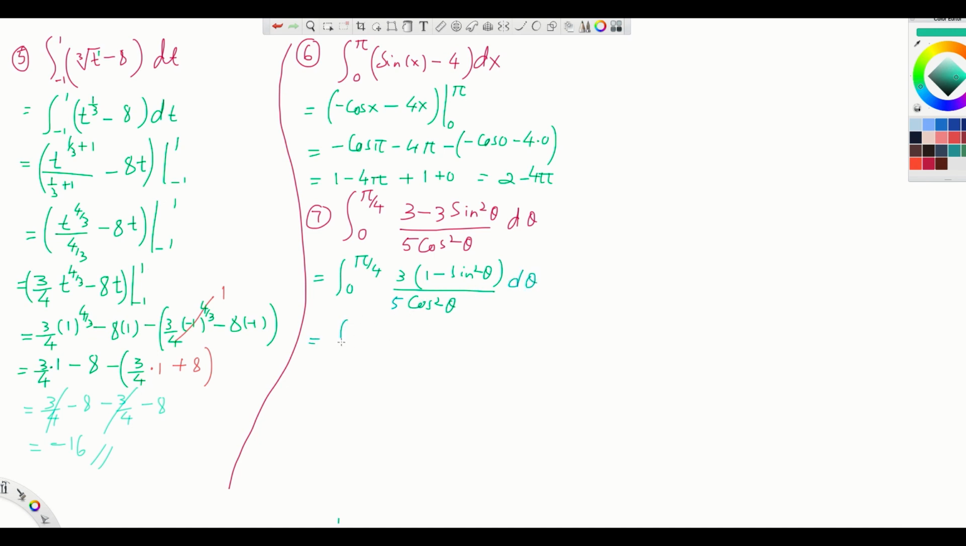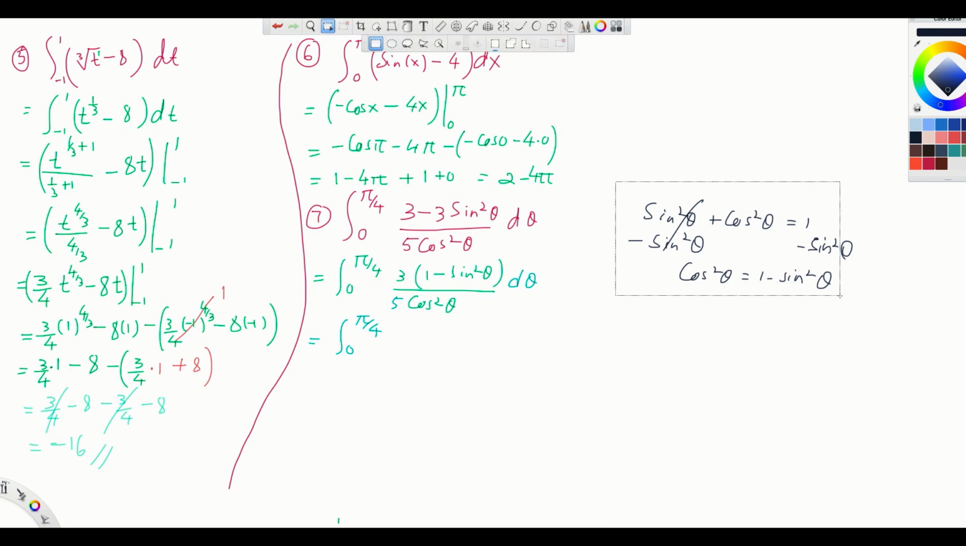So what you get is 0 to pi over 4. Who remembers what is 1 minus sine square theta? That is cosine square theta, right? Because there is a formula: sine square theta plus cosine square theta equals 1. So subtract sine square theta from both sides, and you get cosine square theta equals 1 minus sine square theta. You see that? So basically I use that as cosine square theta for the 1 minus sine square theta.